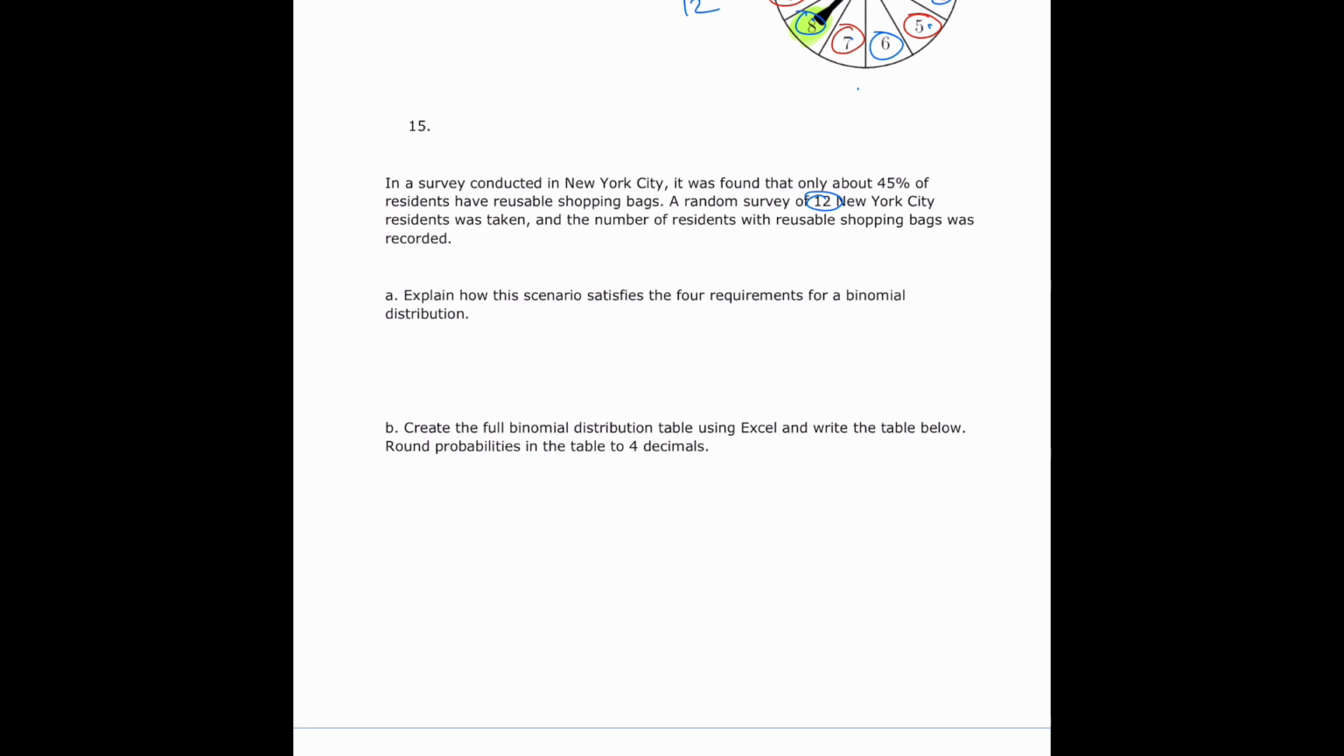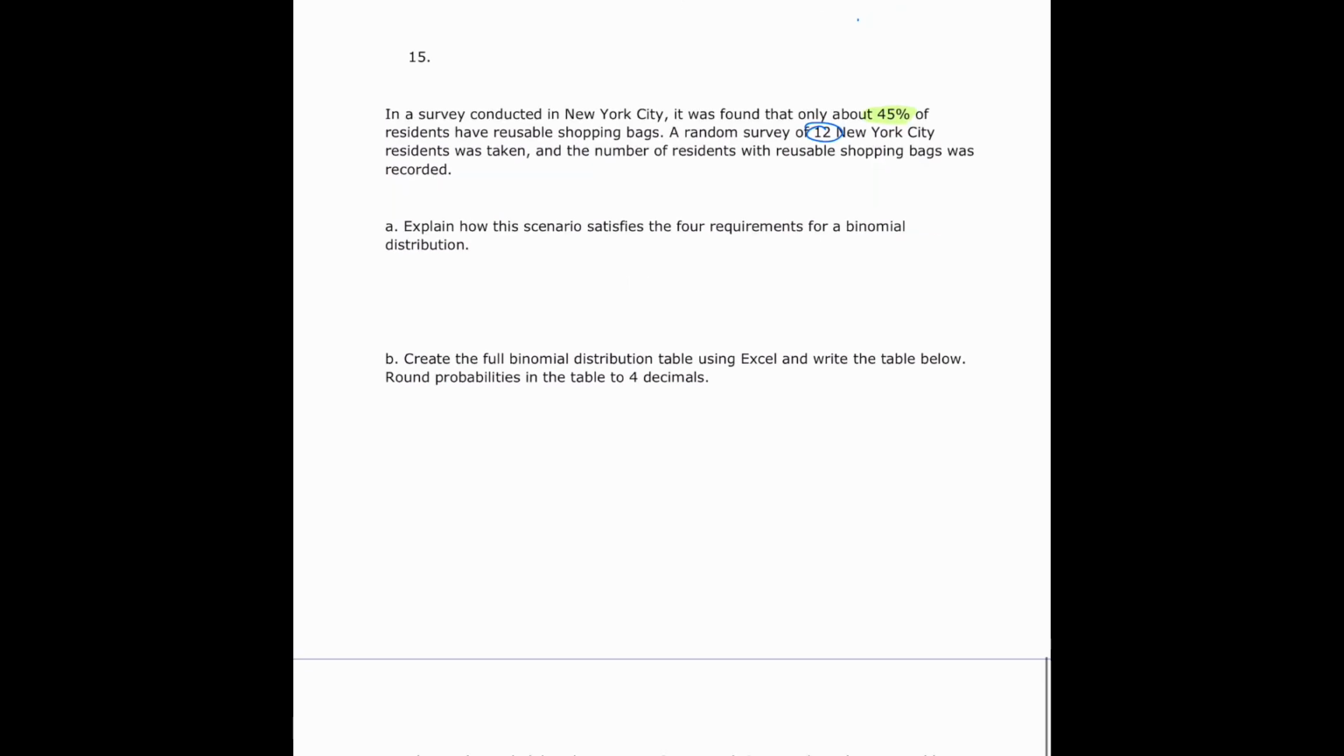Third, the two possible outcomes. This experiment has two possible outcomes. Either you're going to choose a New York resident who uses reusable bags, that is success, or one who doesn't have a reusable bag, which is failure. Again, success and failure in binomial doesn't mean anything negative or anything positive in any way. The fourth condition, we have a constant probability of success, which is 45%. So the probability of success is the same for all trials, and that means it satisfies the 4 conditions. So we're done with the first part.